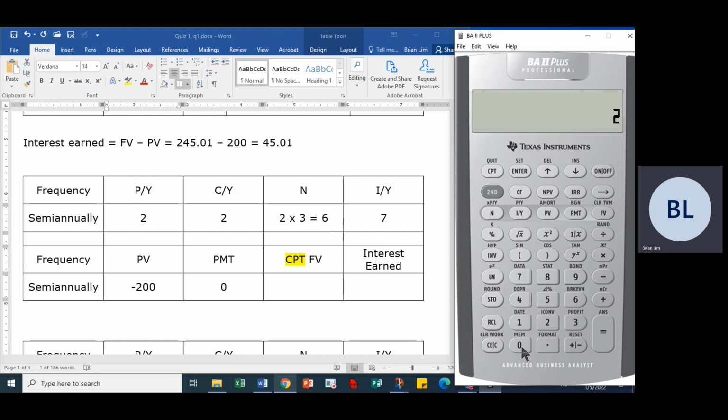So let's put that in, 200 plus minus, enter, we press on the PV button to enter it. We don't click on enter, we press on PV to enter the value. So 200 plus minus, we made it negative, and we press on PV, and that enters it into PV. Now, 0 for payment here, right here. Okay, so 0 payment. And then we are computing the future value.